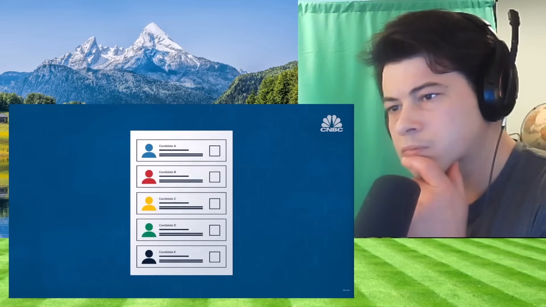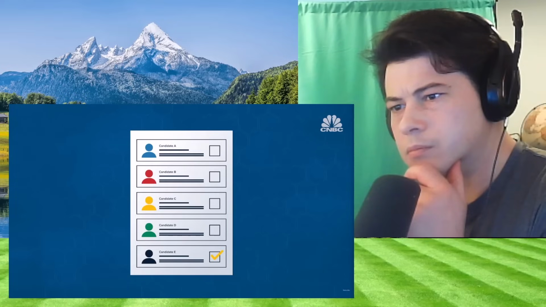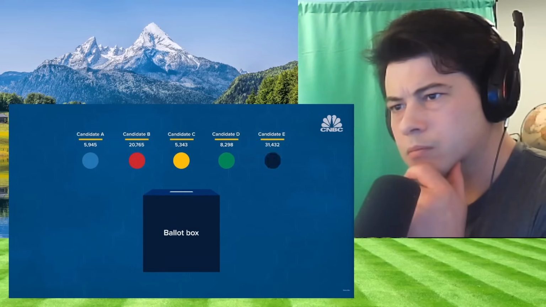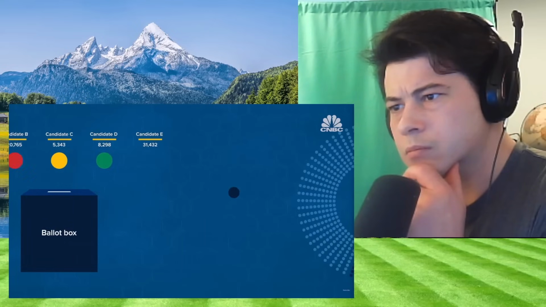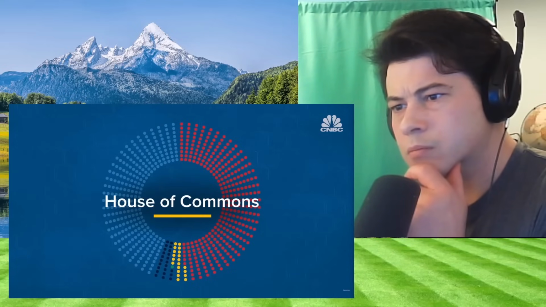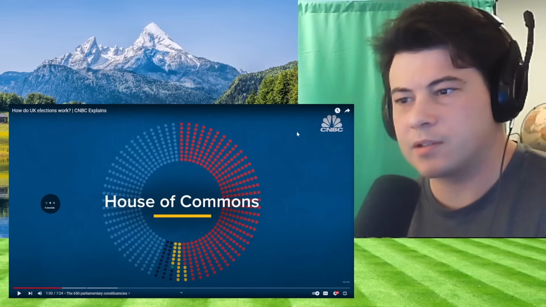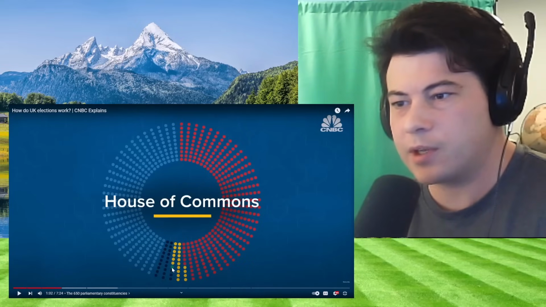Voters choose one person from a list of candidates to represent their local area, and the candidate that receives the most votes wins. All of the elected MPs then enter Parliament to sit in the House of Commons and represent the people in their constituency. Who's the green guy? You guys see this little green guy right here? The political party that secures the most MPs is then invited by the Queen to form a government.